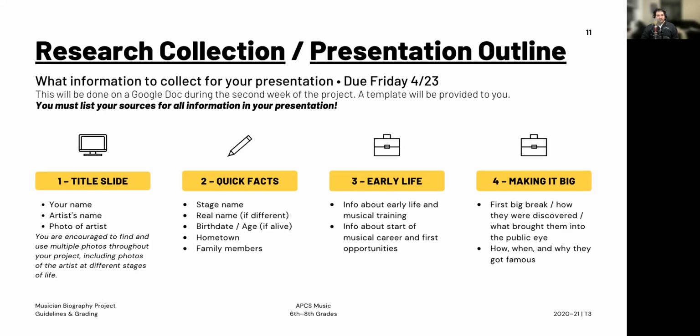Your first thing will be a title slide. It will have your name, the artist's name, and a photo of the artist. Then the second section is quick facts. It will be their stage name, their real name if it's different, their birth date or age if alive, and if they are not alive, I should mention also the day that they died, their hometown and family members.